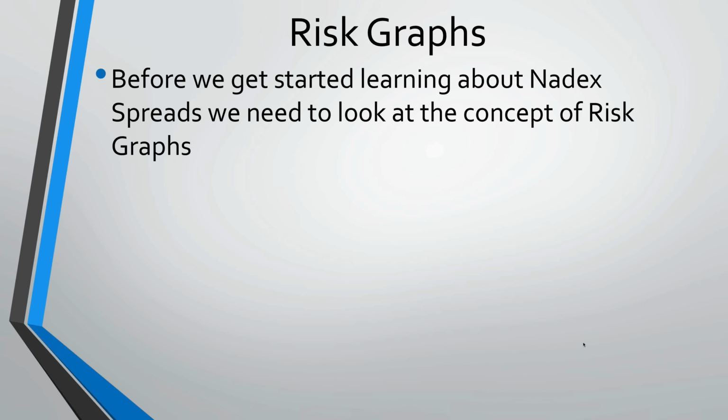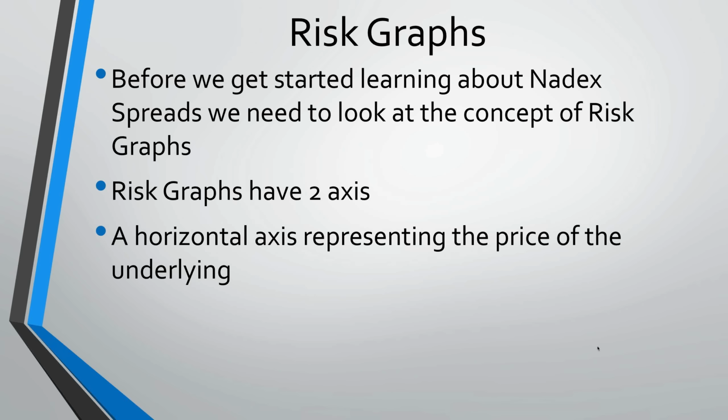So before we get started learning about Nadex spreads, we need to look at the concept of risk graphs. Risk graphs have two axes. A horizontal axis represents the price of the underlying. I struggled with this, so this is why I'm going to say this: for those of you that don't understand the difference between a horizontal and a vertical line, horizontal, think horizon. It's the line that goes from left to right.